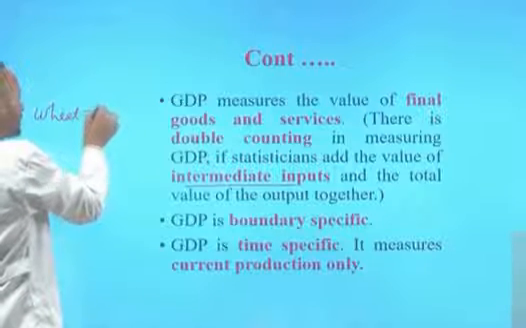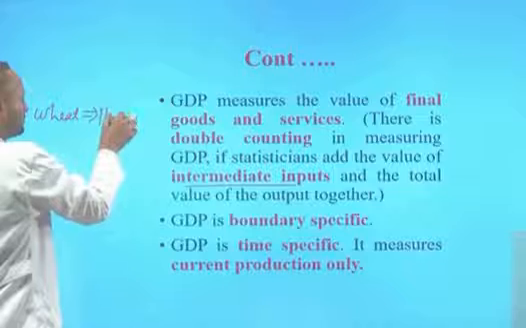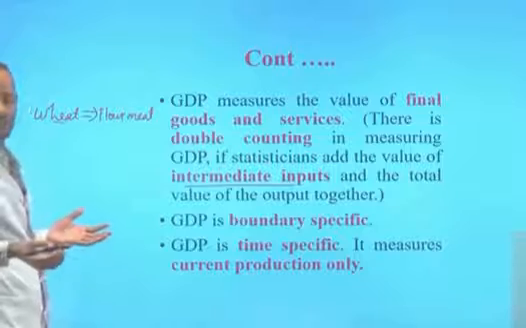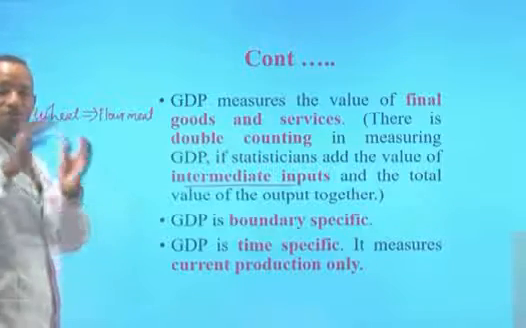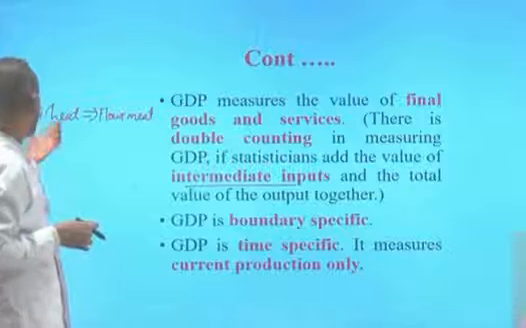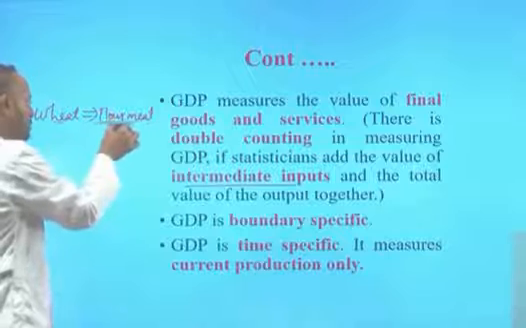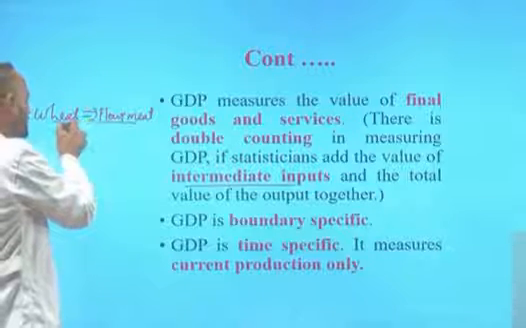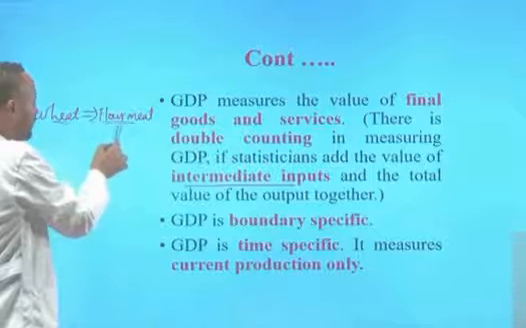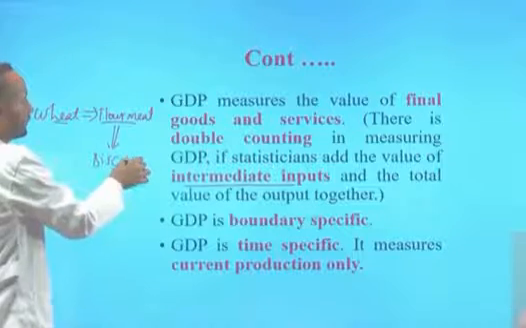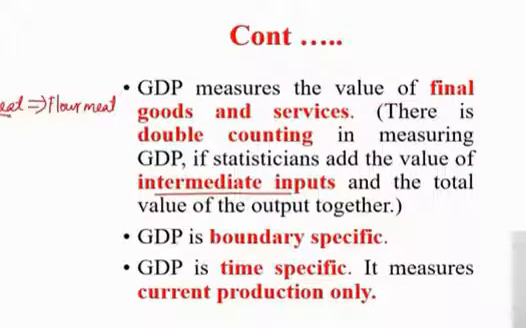But when we use this wheat for the production of flour, then this wheat becomes an intermediate input. It is an output by itself, but when we use it for the production of another output, it becomes an intermediate input. Again, this flour is an output by itself, produced using the input wheat, and when we use this flour for the production of biscuits, in this case the flour becomes an intermediate input. So when we measure GDP, we have to take the market value of the final goods and services in order to avoid double counting.